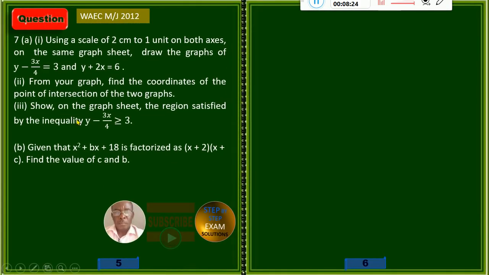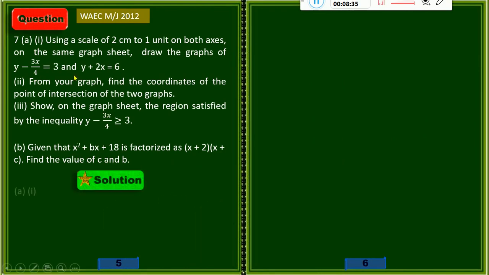Question number 7. Using a scale of 2 cm to 1 unit on both axes and on the same graph sheet, draw the graph of y is equal to 3x, y minus 3x over 4 is equal to 3, and y plus 2x is equal to 6. From your graph, find the coordinates of the point of intersection of the two graphs. Show on the graph sheet the region satisfied by the inequality y minus 3x over 4 is greater or equal to 3. Let's see how to solve this question together.